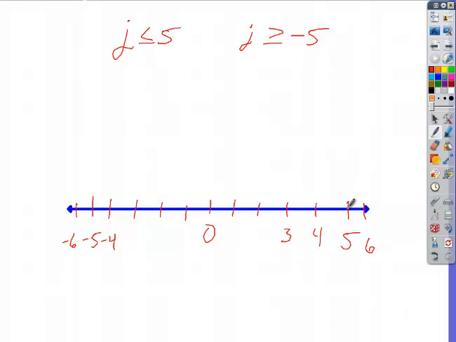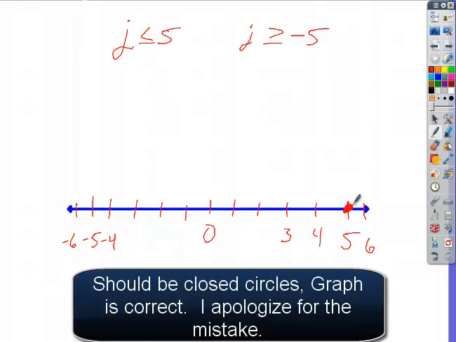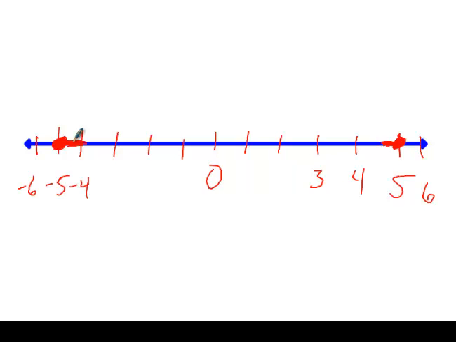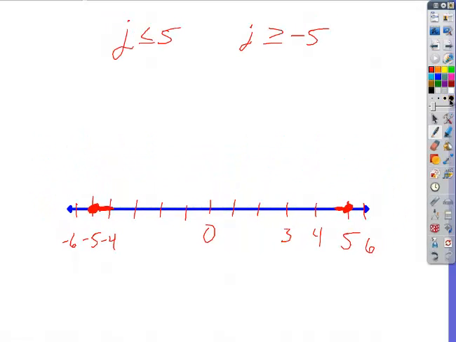So open circle or closed circle? Open circle. Less than is to the left. So you have that. J greater than or equal to negative 5. Open circle or closed circle? Open circle. Where is J greater? To the left. So is this an and or an or? Right, this is an and, so you shade between. And just like that, you're done. Okay? So follow the same processes that we've been using for the last 3 or 4 sections.